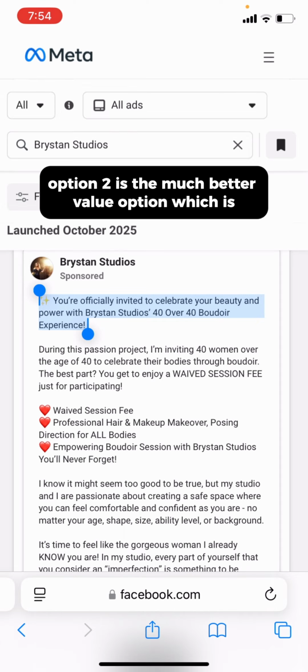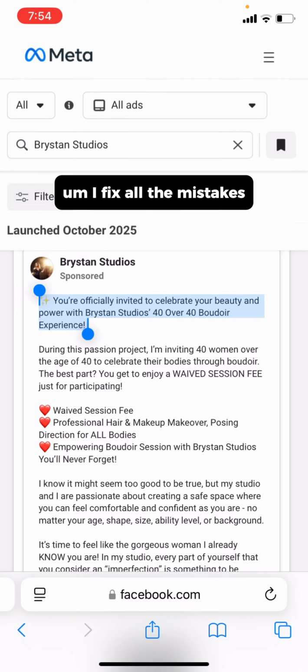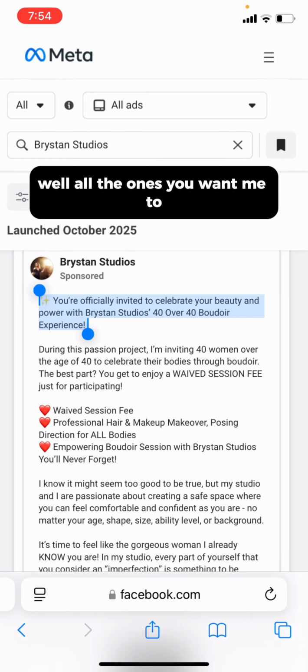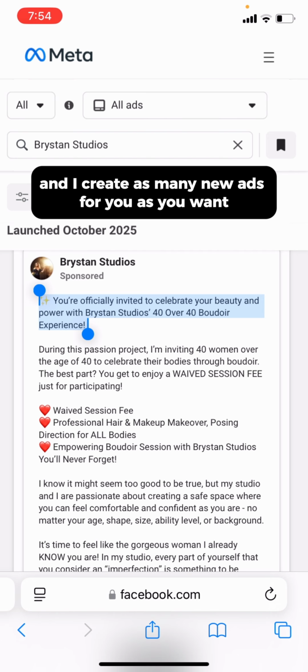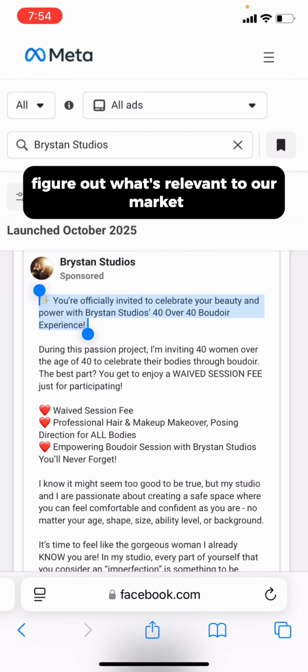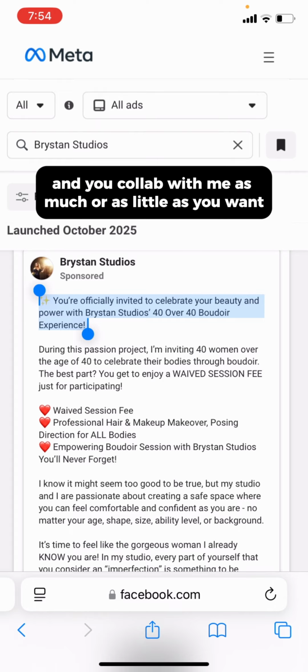Option 2 is the much better value option, which is I fix all the mistakes, all the root cause problems on all the ads you have, well, all the ones you want me to, and I create as many new ads for you as you want, because we do got to test a lot of stuff here, figure out what's relevant to our market. $100 a month, flat fee, month to month, cancel anytime, and you collab with me as much or as little as you want.